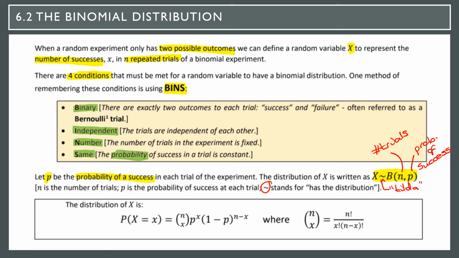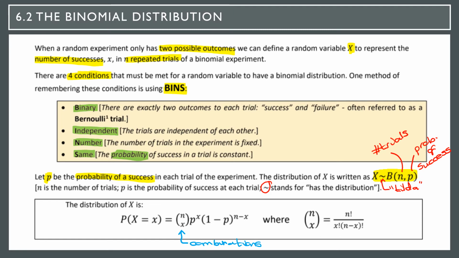Then the probability mass function for the distribution of x is given as follows. If we wanted to find the probability that x was exactly equal to a given value, the first thing we need to consider is the number of combinations. This is our link back to binomial expansion and Pascal's triangle. n choose x represents the number of ways of selecting x successful outcomes from n repeated trials.